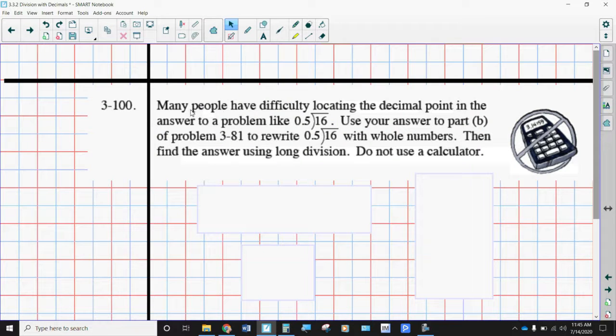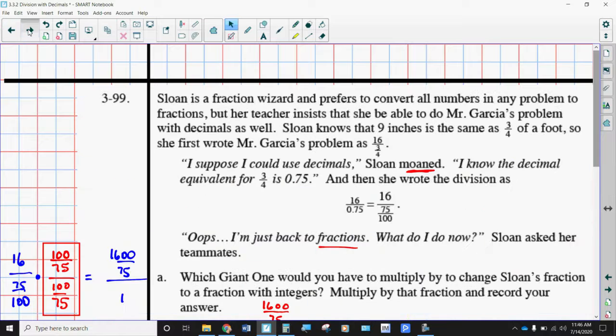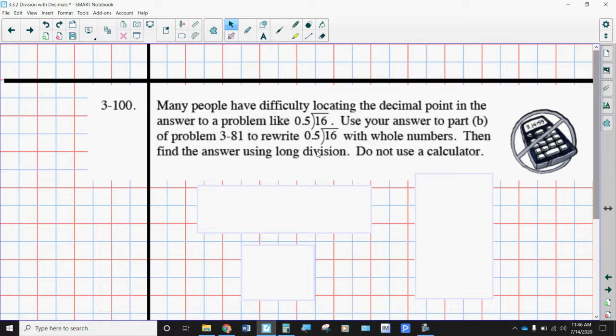All right. Many people have difficulty locating the decimal point in the answer to a problem like this. Use your answer to part B of problem 81. Why problem 81? I don't know what's going on there. I think this is problem number 99, whatever. Let's just solve this problem, okay? So copy down 16 divided by 0.5. And then where would we go from there?